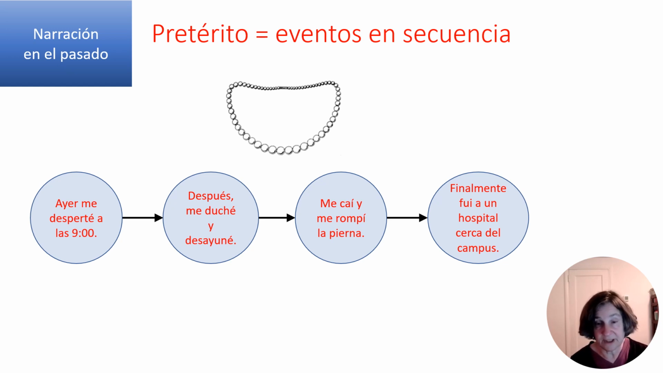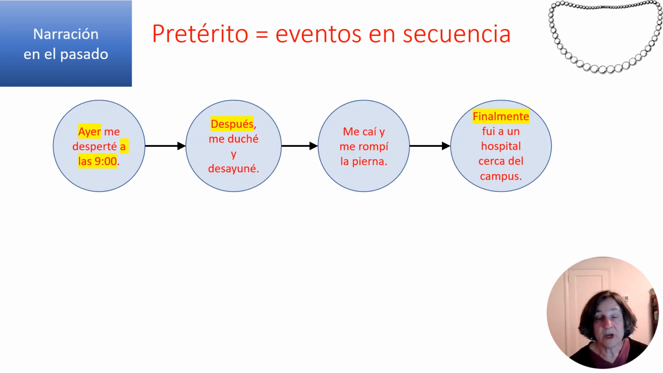The third thing is I fell down, me caí, and what happened as a result of that? Me rompí la pierna. And the last thing that happened is I went to the hospital. Finalmente fui a un hospital cerca del campus. So bing, bang, bang, these events in sequence, beads on a string, they're all in the pretérito. Notice that when I put together this little breaking your leg story, I included a lot of expressions of time and sequence. So ayer, a las 9, those are expressions of time. Después is sequence, and finalmente is sequence.